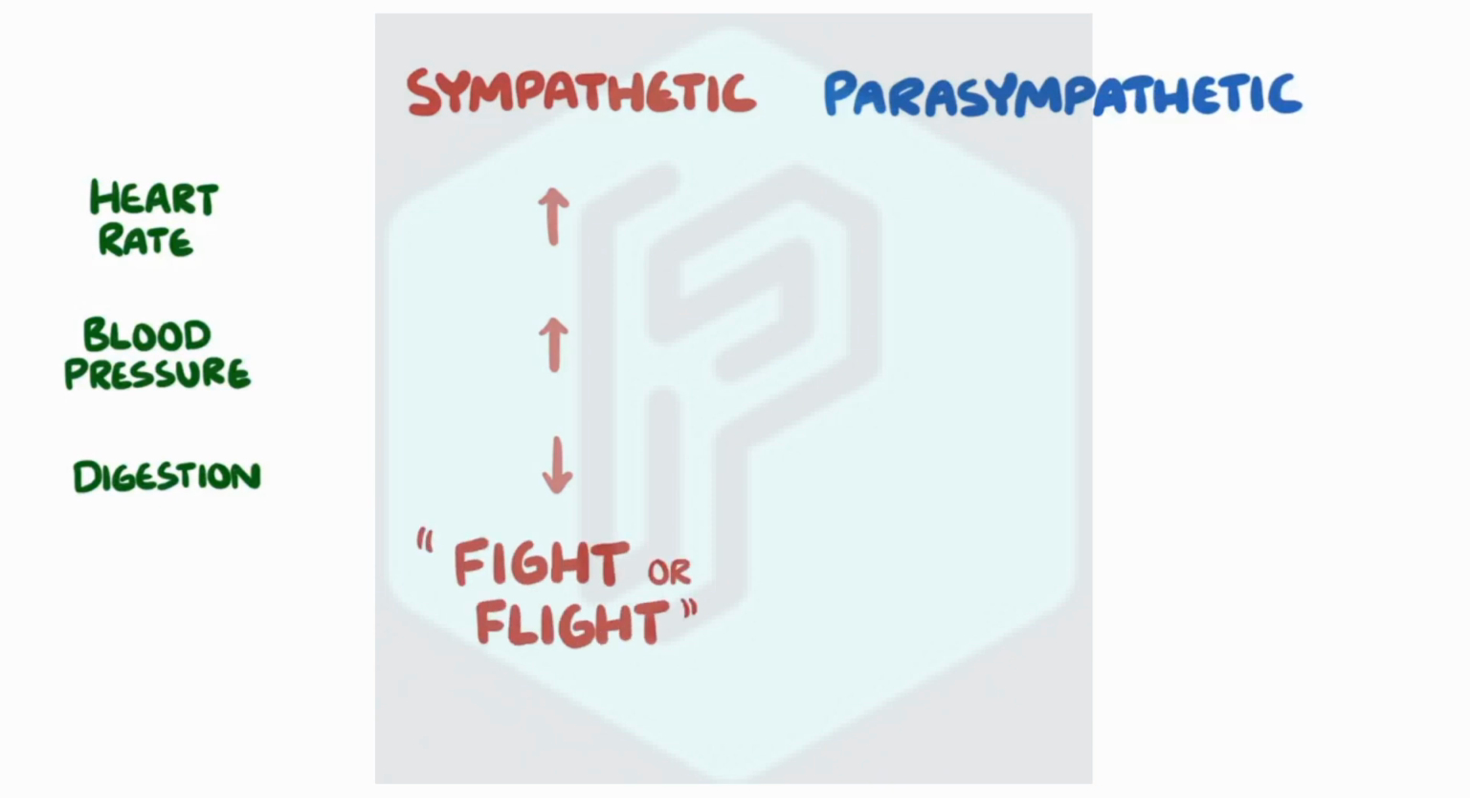The parasympathetic nervous system instead slows the heart rate, decreases the blood pressure, and stimulates digestion. The effects can be summarised as rest and digest.